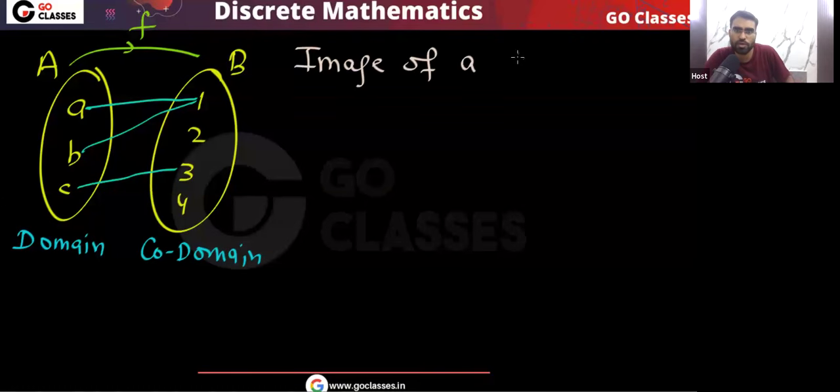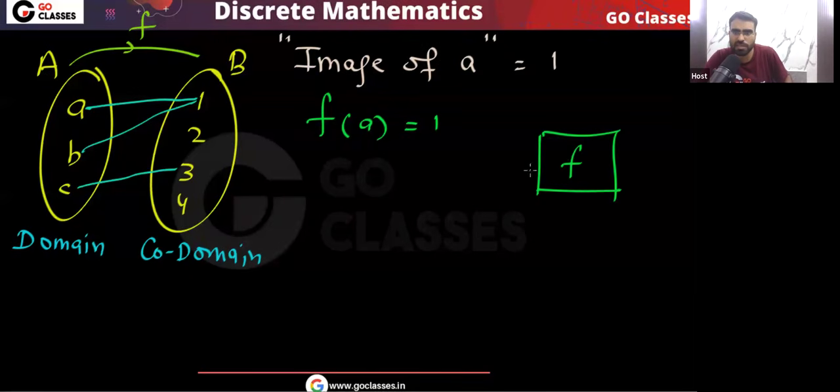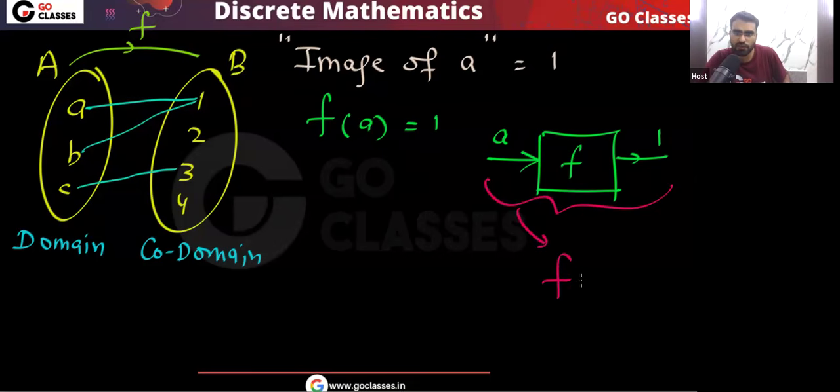What is the image of A? Image of A is 1. Yes or no? This same statement, I can also say that f of A is equal to 1. Because remember, this function is a transformation. In this function, if you give the input A, then the output you will get will be 1. So this A is your input and this is your output.